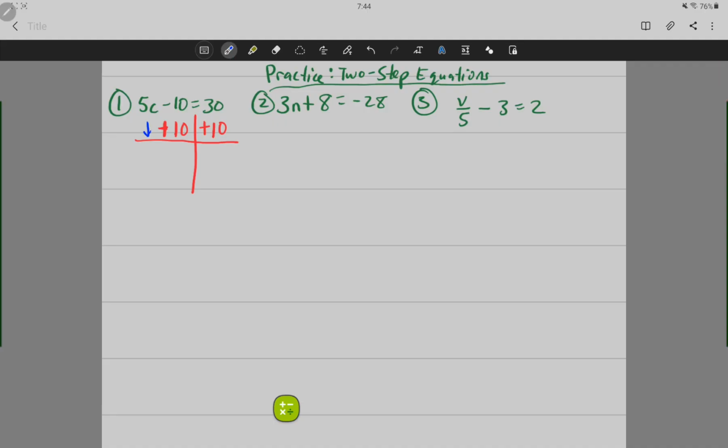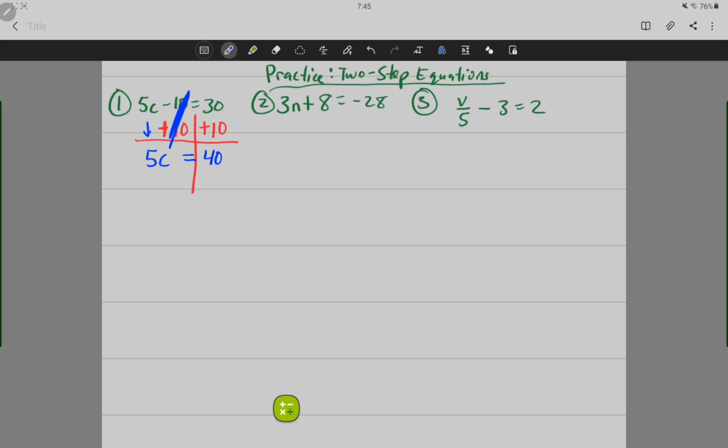On the 5c, that's going to still say 5c. Now we know that when we have the same number with opposite signs, they will always give us a zero pair. So negative 10 plus 10 is 0. Don't put 0, just cross it out. Bring down our equal sign. And on the right side, 30 plus 10 gives us 40.